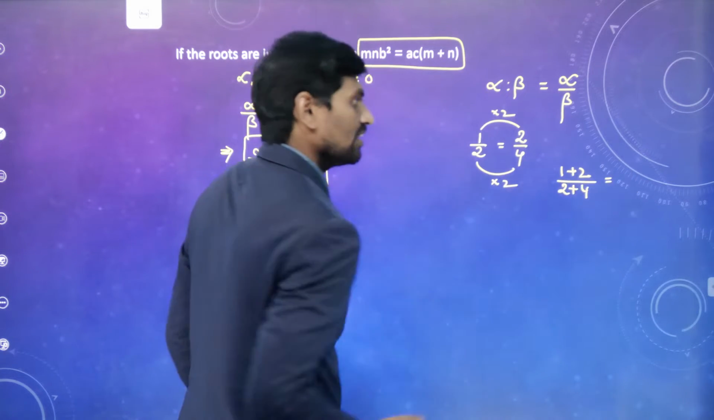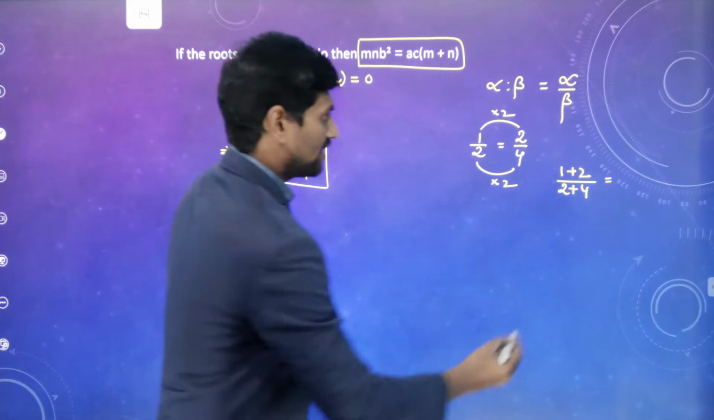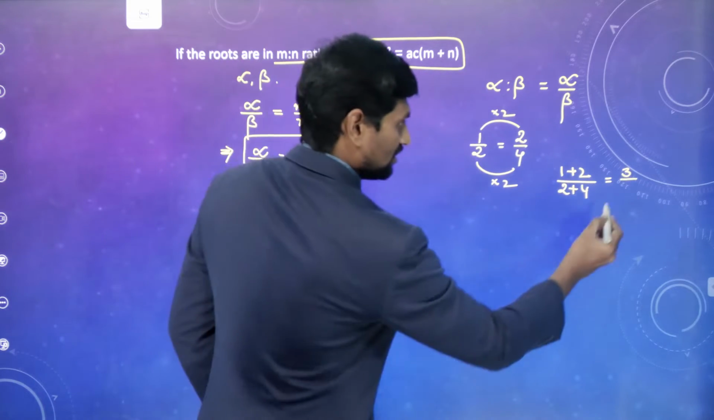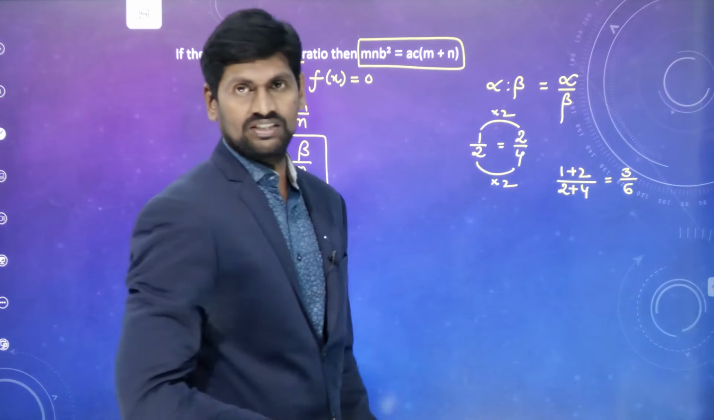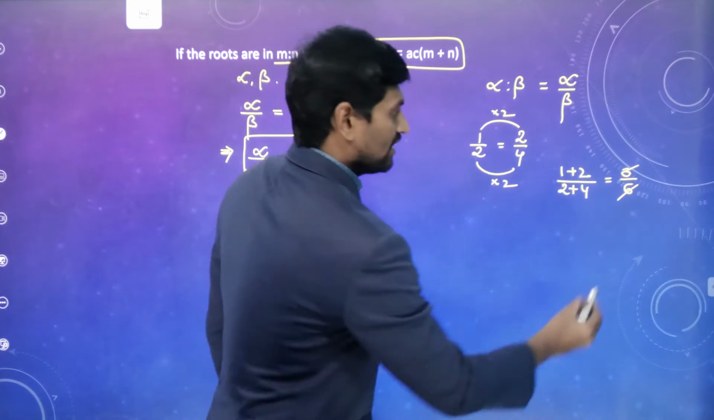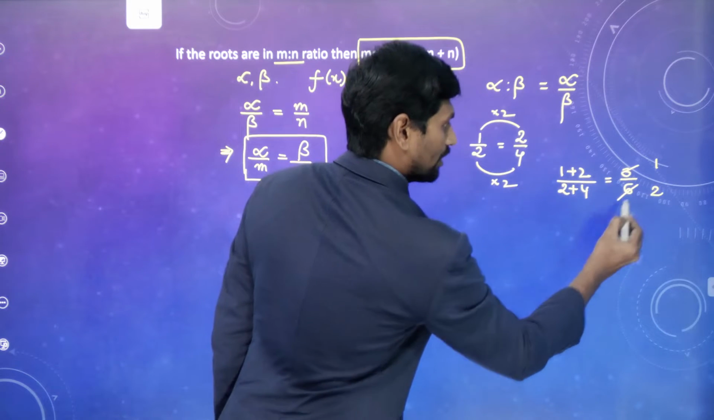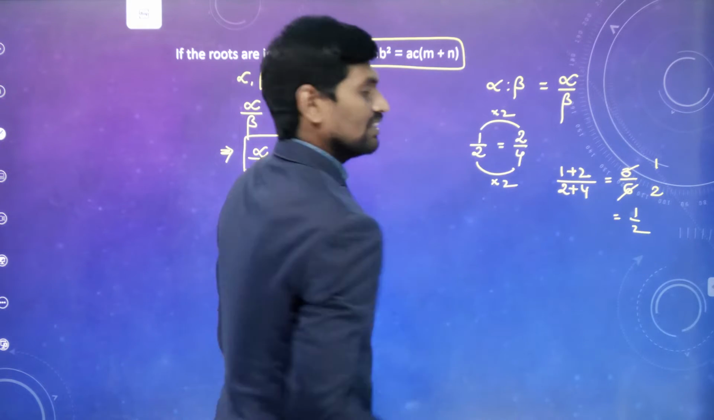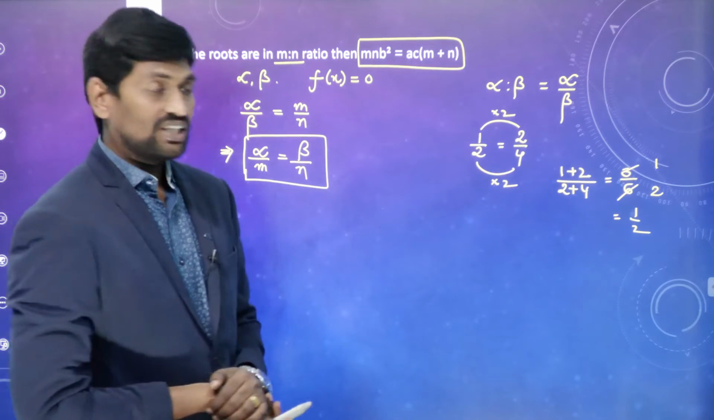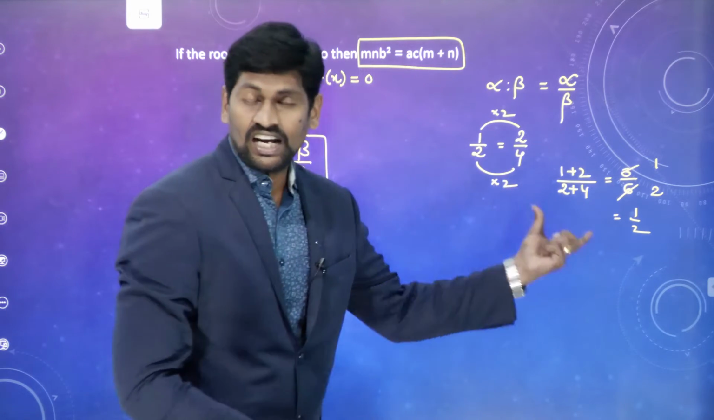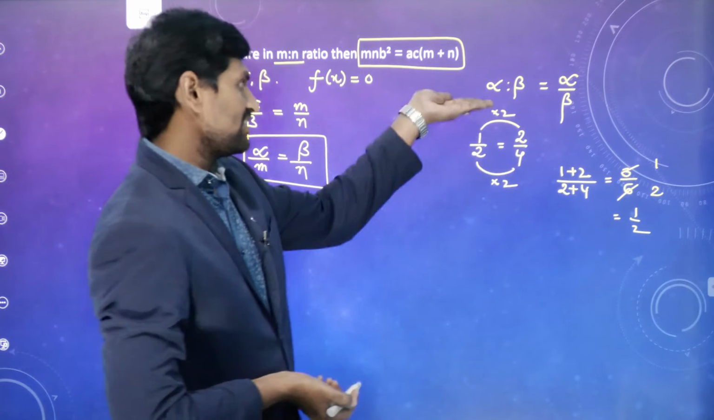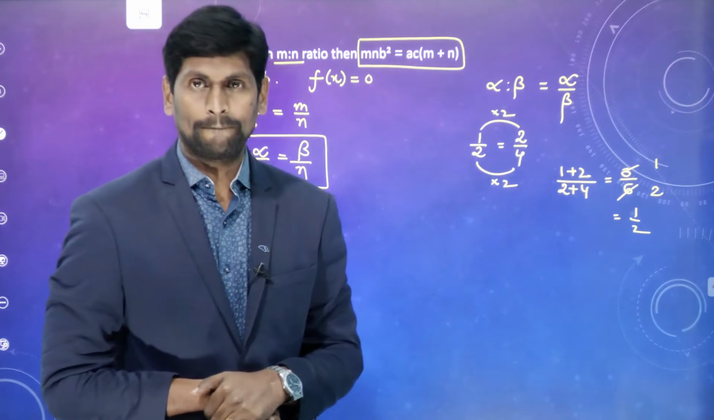Let us check. 1 plus 2 is 3. 2 plus 4 is 6. After cancellation of both by 2 table, again it will give 1 by 2. That means I am taking 2 equivalent fractions, adding the numerators and adding the denominators. After simplifying, I will get the same equivalent fraction.